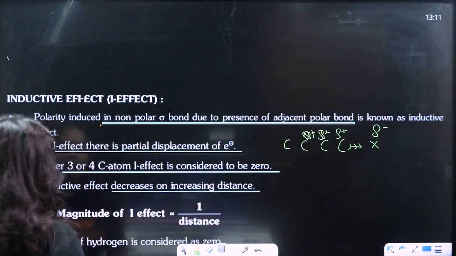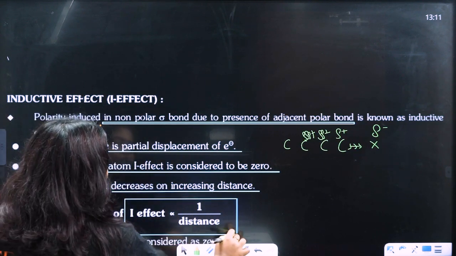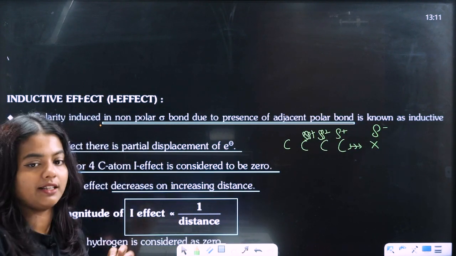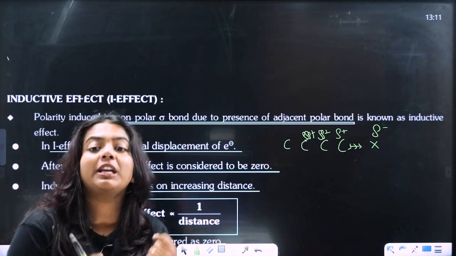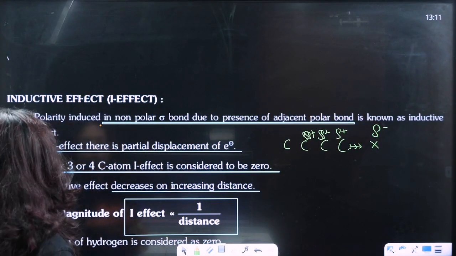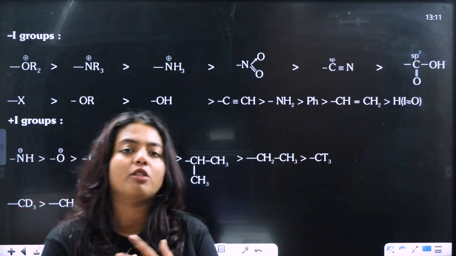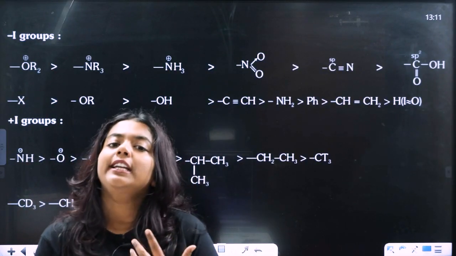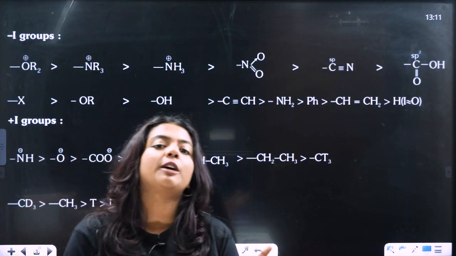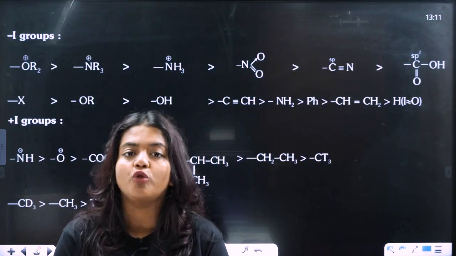This is also an excellent point. The inductive effect is inversely proportional to the distance. When there is more distance, there will be less inductive effect. So in the inductive effect வந்து நம்ம consider பண்ணும்போது hydrogen எல்லாம் consider பண்ணும்போது it is almost considered as a 0. Now inductive effect வந்து பாத்தீங்கன்னா you have two types of inductive effect which is minus I group and plus I groups.